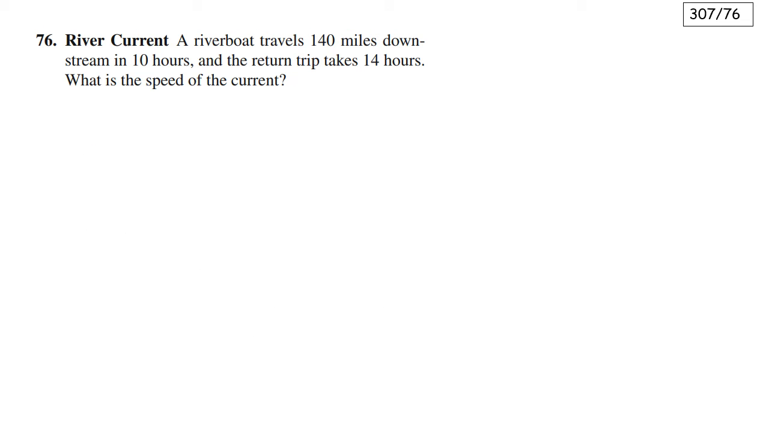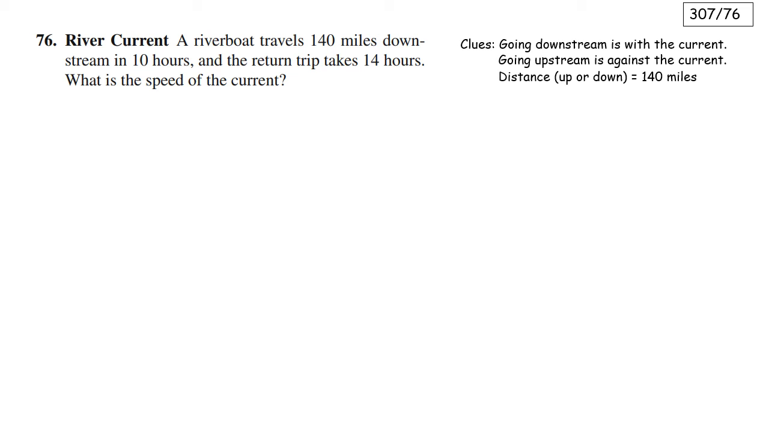Problem 76 on page 307. A riverboat travels 140 miles downstream in 10 hours, and the return trip takes 14 hours. What's the speed of the current? Let's imagine going down the river. If there is current, our speed will be faster going down, and going up will be a little slower. So going downstream is with the current, going upstream is against the current.